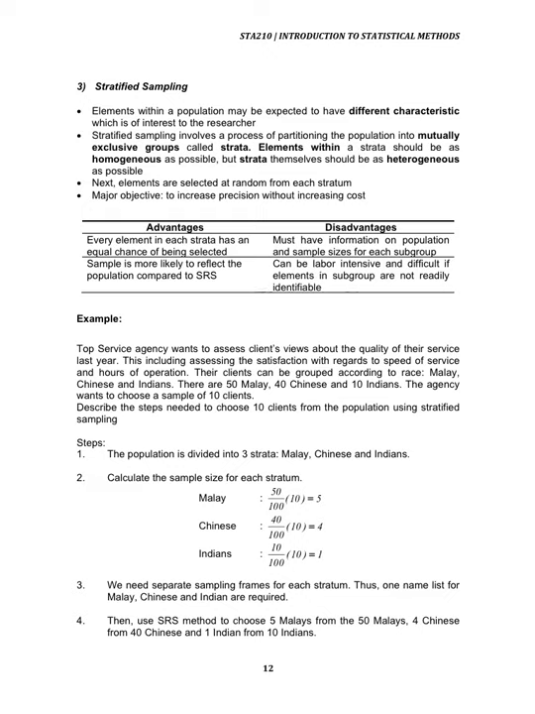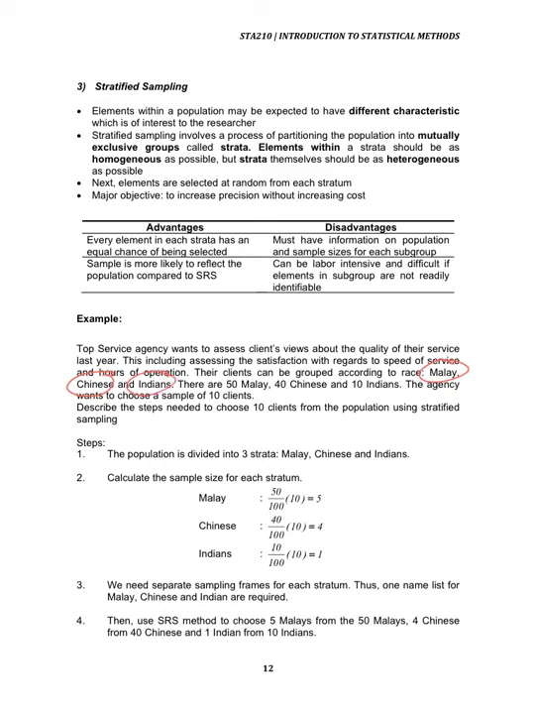You can look into the advantages and disadvantages, but first thing, kita nak tengok dulu dia punya example. A top service agency wants to assess clients' views about the quality of the service last year, regarding the speed of service and hours of operation. So they have a group of clients with respect to Malay, Chinese and Indian.